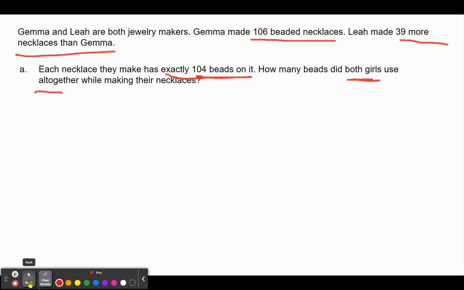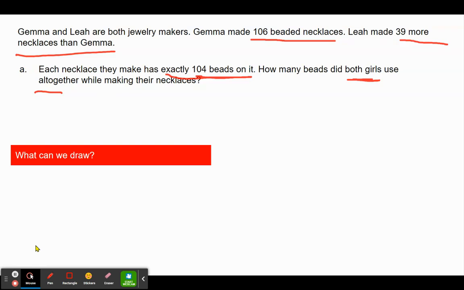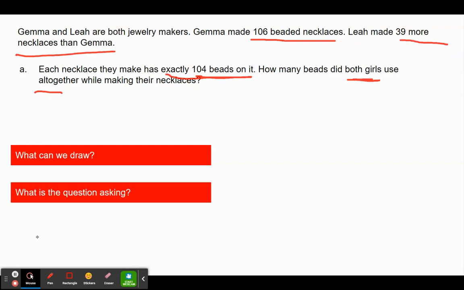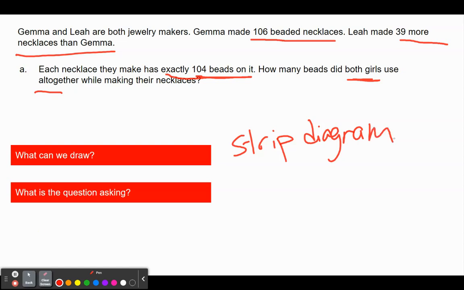All right, so let's take a look at this. First off, what can we draw? There's a bunch of things that we can draw. I see that Gemma made 106 necklaces and Leah made 39 more necklaces than Gemma, right? So we can draw a couple of things. I'm going to draw a strip diagram for this problem. Okay, so that's my plan. So what is the question asking?